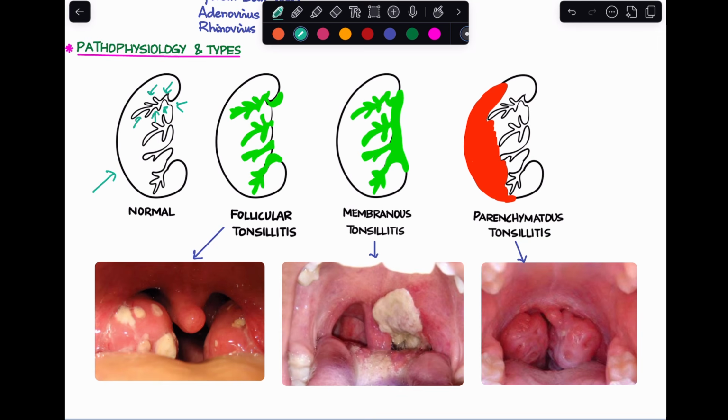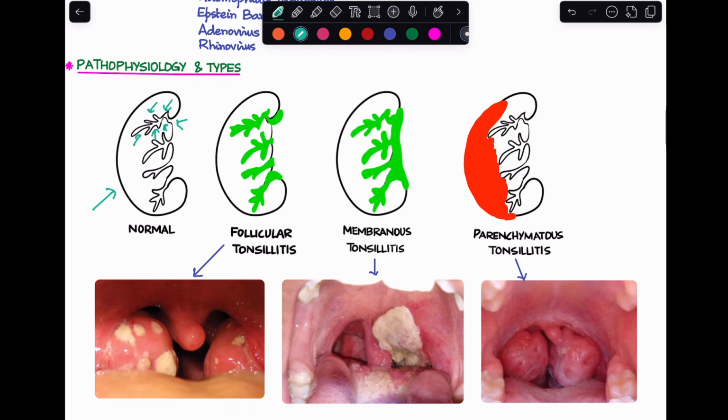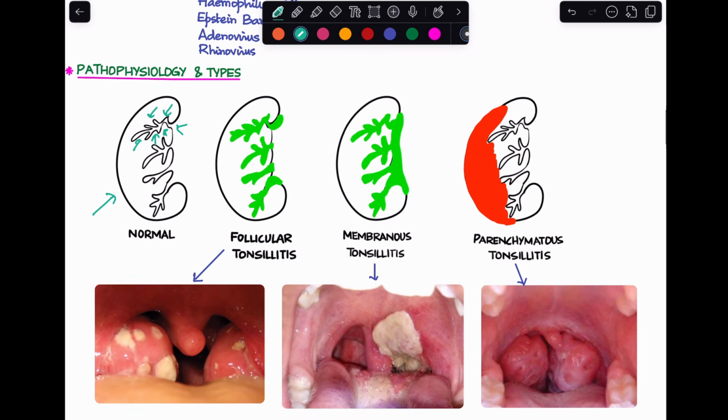So depending on how the disease is progressing, we will classify acute tonsillitis into four different types. We have images for three of them, and the fourth one we do not have. We'll just talk about it.